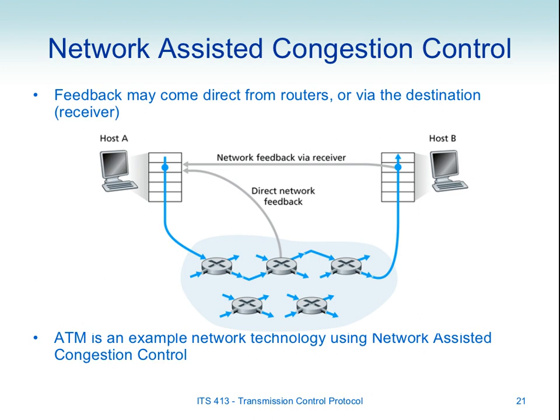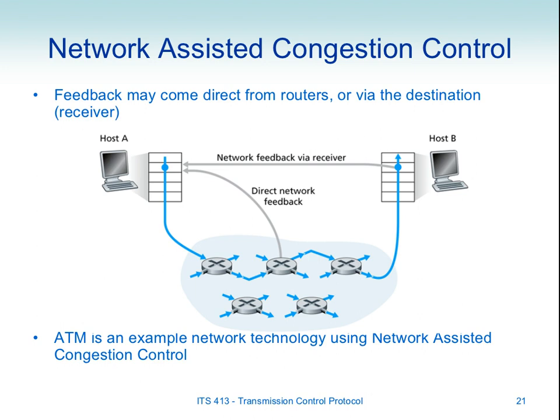Or the routers could directly tell the source host. This router detects in the buffer packets are being dropped, sends a special message back to host A saying, you're sending at a rate such that packets are being dropped in my buffer, therefore slow down. This approach involves the routers, and it means the routers must implement protocols to support this detection and notification. ATM, we've mentioned the technology before, uses network-assisted congestion control.